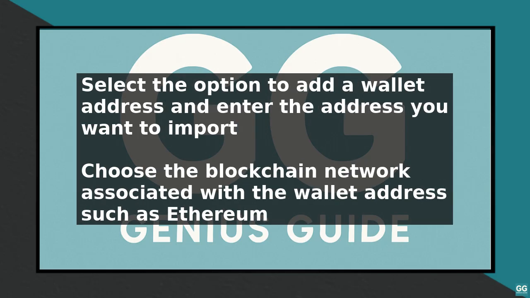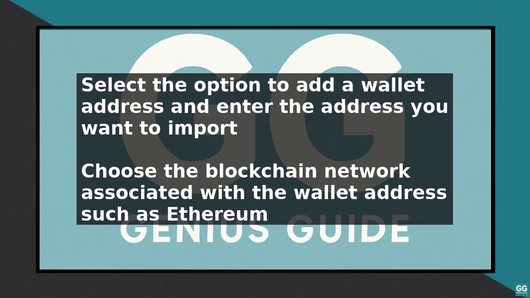This will take you to a page where you can select the type of wallet you want to add. Select the option to add a wallet address. You will be prompted to enter the wallet address you want to import. Enter the wallet address and select the blockchain network it is associated with. Debank supports multiple blockchain networks, including Ethereum, Binance Smart Chain, and Polygon.